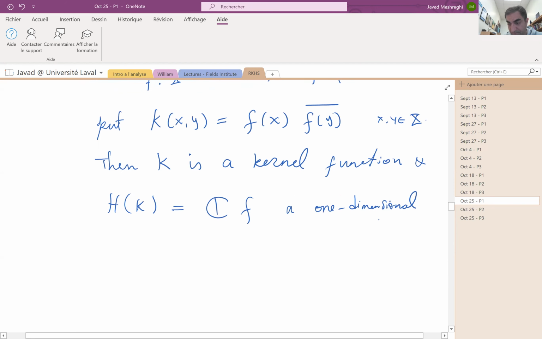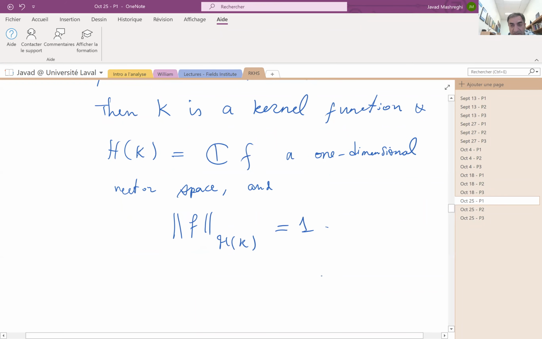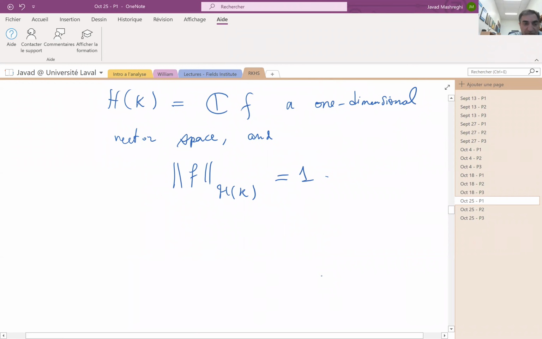One-dimensional vector space. And in this space, for sure, f is there, and the norm of f in this space is equal to 1. It's normalized that way. We will need this result in future, even though it's elementary.